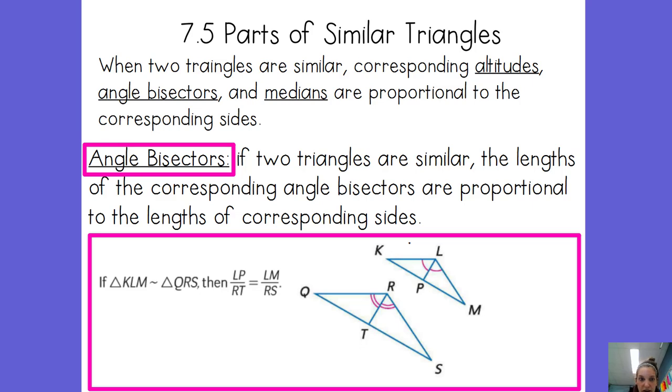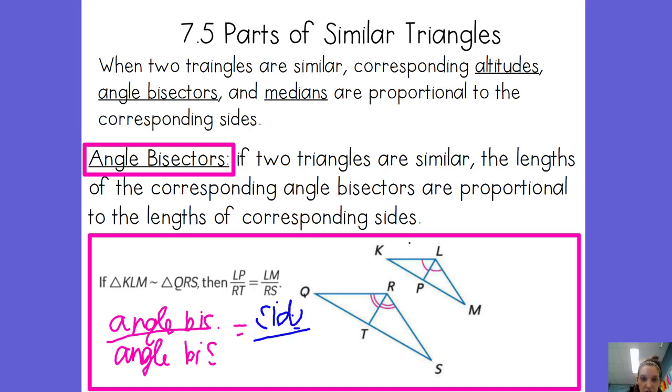So it's the ratio of angle bisector. I'm just going to say angle bisector over angle bisector. I'm just going to do bis for bisector. Angle bisector over angle bisector should be equal to a side over a side.